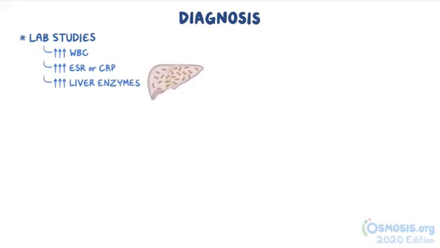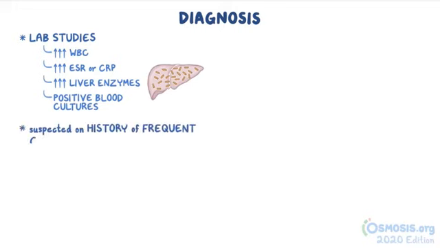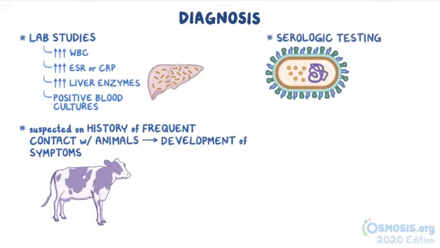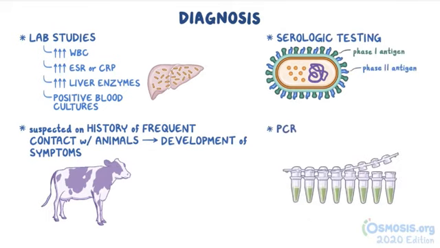The diagnosis of Q fever is tricky because the disease presents with nonspecific signs and symptoms. Laboratory studies usually demonstrate an elevated white blood cell count, elevated inflammatory markers like ESR or CRP, elevated liver enzymes if the bacteria invade the liver, or positive blood cultures if the bacteria make their way into the bloodstream. The diagnosis should be suspected on a history of frequent contact with animals like cattle and subsequent development of symptoms. Serologic testing against phase 1 or phase 2 antigens is used to confirm the disease. PCR can also be done to directly identify bacterial DNA.